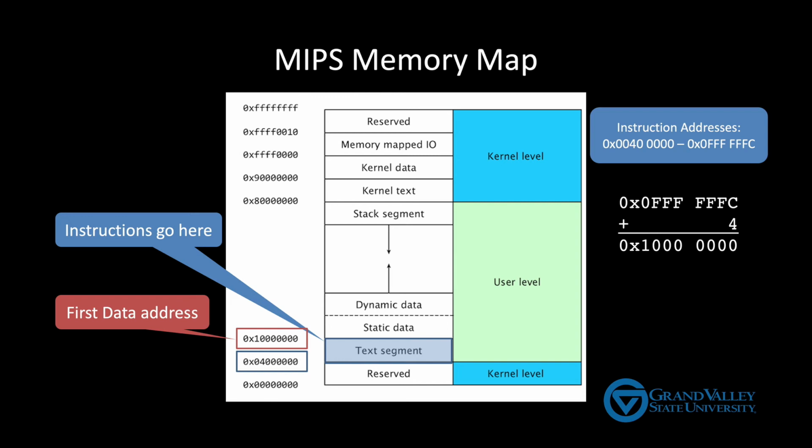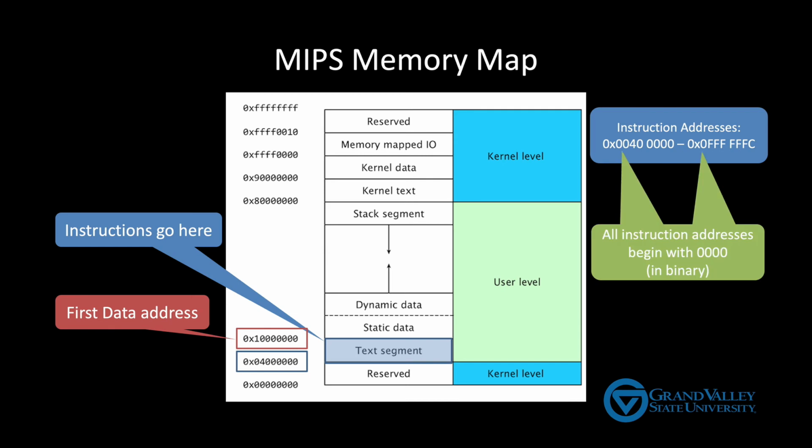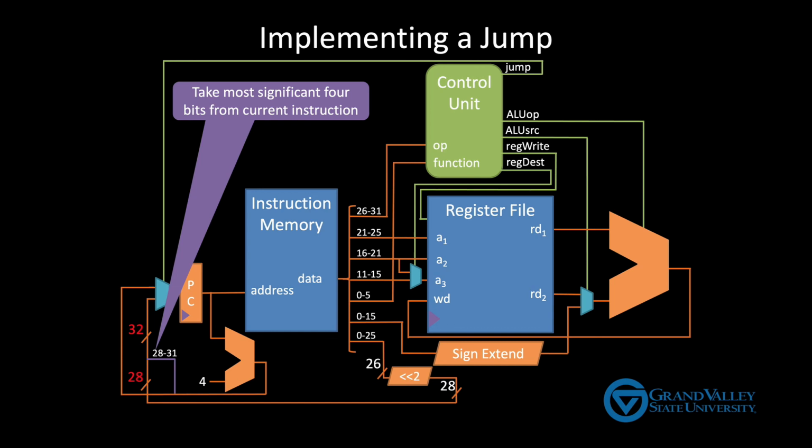If you add 4 to this last address, then you get the 10000000 where data begins. The important thing about this range with respect to jumps is that all the instruction addresses, when written in binary, begin with 4 zeros. MIPS takes advantage of this by taking the most significant 4 bits from the current address and using them as the most significant 4 bits of the jump target as well. This works for user code because those 4 bits are always 0. So now we have the complete implementation of the jump instruction in MIPS.